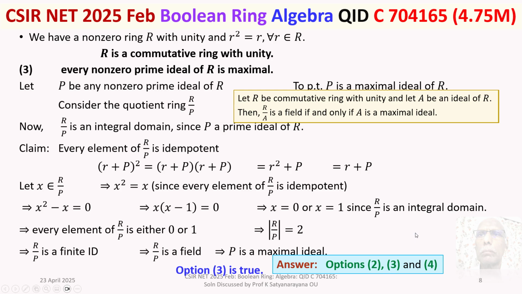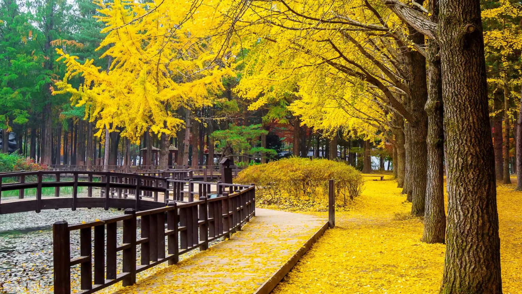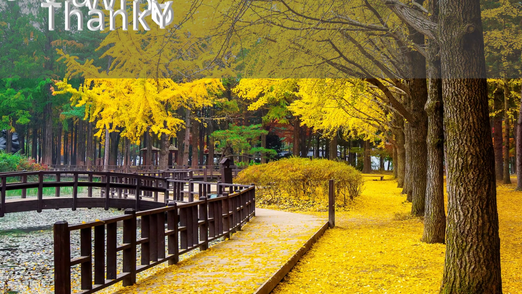And this is a very familiar question. A Boolean ring and its properties are very familiar, except that every non-zero prime ideal of R is maximal. Except this, all the others are what we do in a class. So I say it's a very simple and straightforward question. I am sure that you understood the solution of this problem.